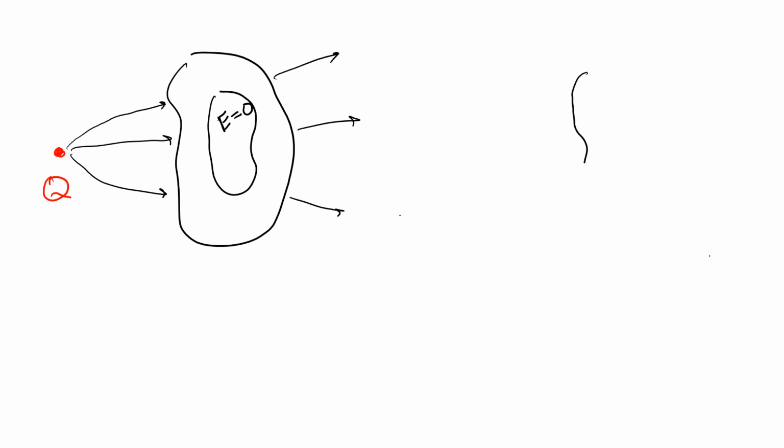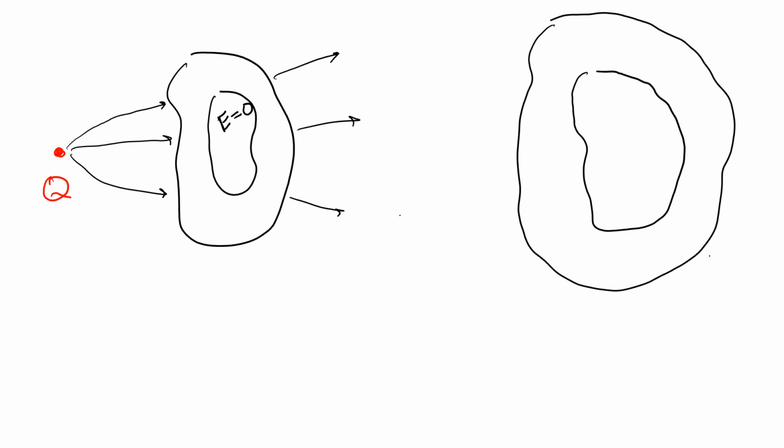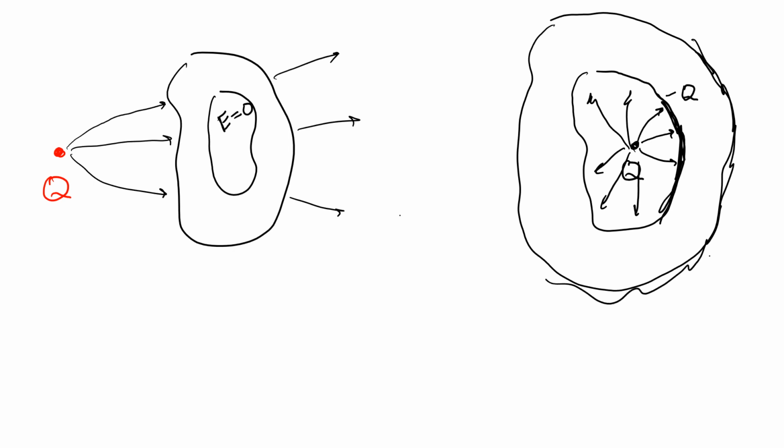When I have a charge which I put inside the cavity, then there is electric field inside the cavity. There are charges which are induced on the surface of the cavity. So there would be minus Q charge sitting on this surface, and there would be plus Q charge sitting on the outside surface, and there would be electric field created outside too.